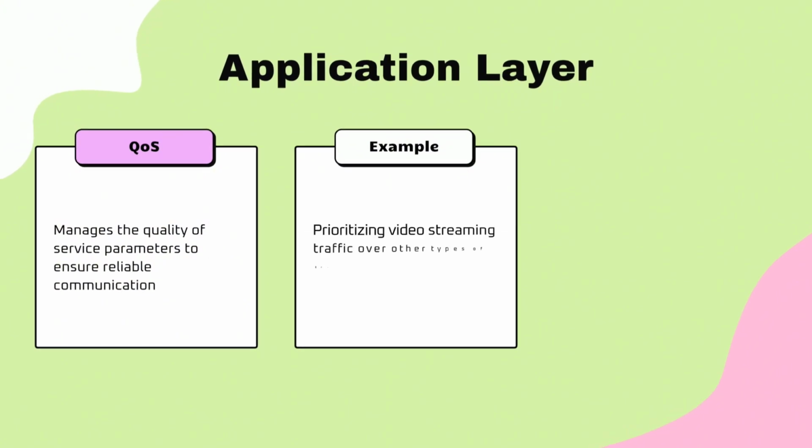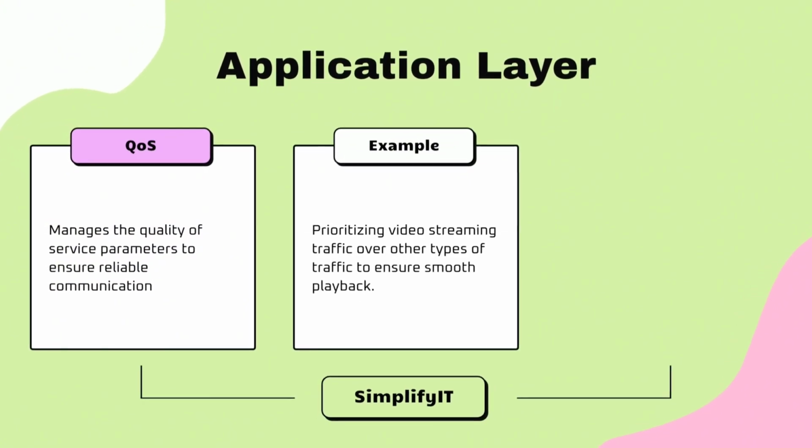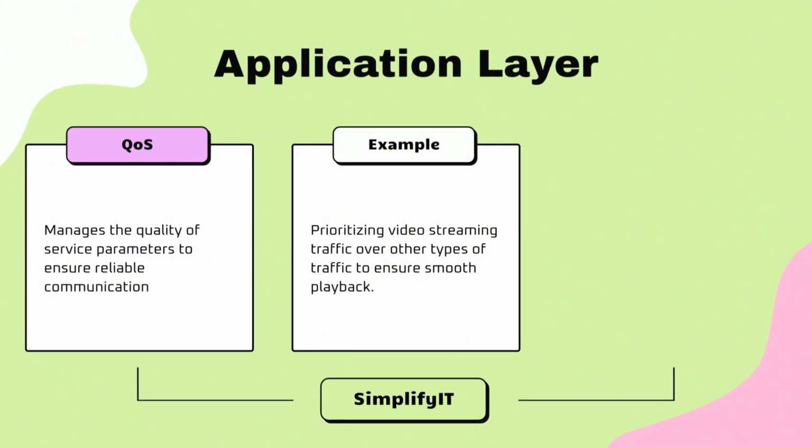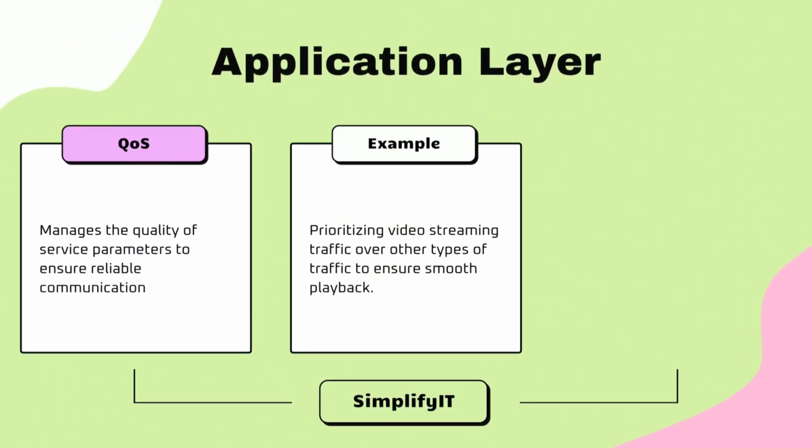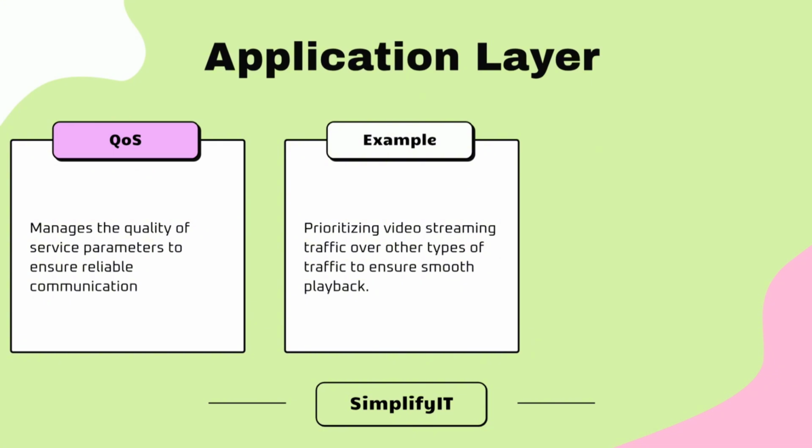Quality of service, QoS. QoS refers to the set of techniques and mechanisms used to manage and prioritize network traffic. Its goal is to ensure reliable communication by maintaining consistent performance levels for different types of data. Example: prioritizing video streaming traffic. Imagine a home network where multiple devices share the same internet connection. Here's how QoS can make a difference.